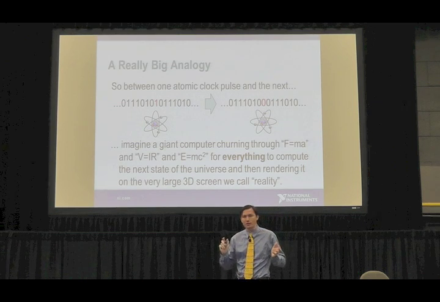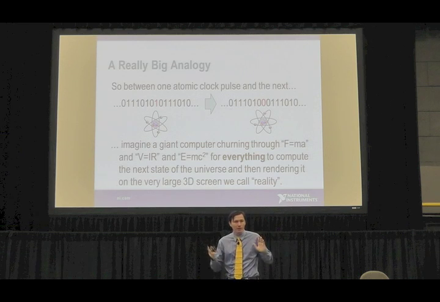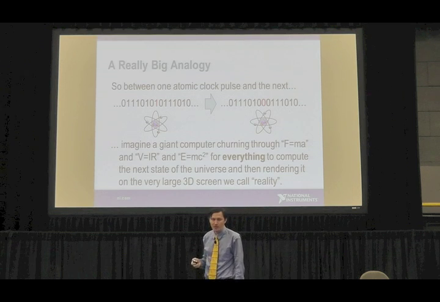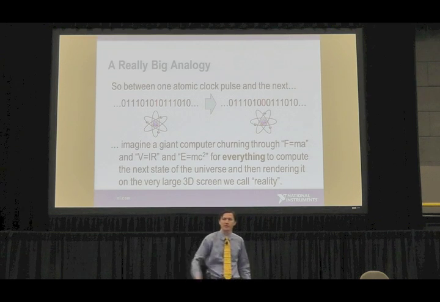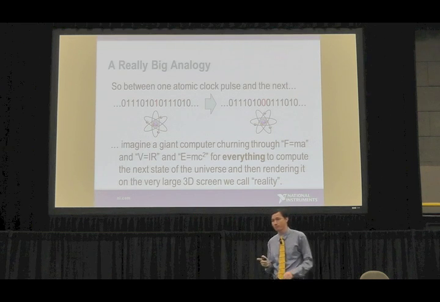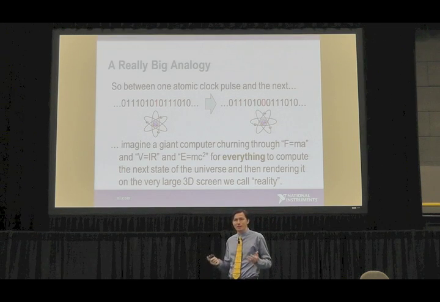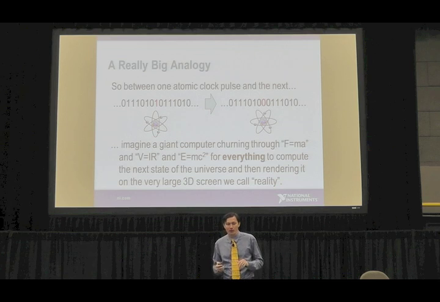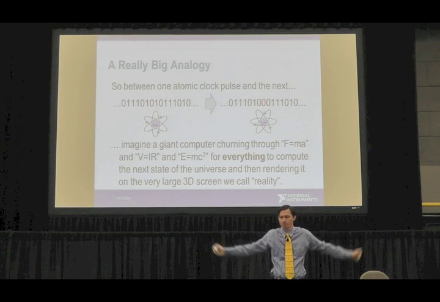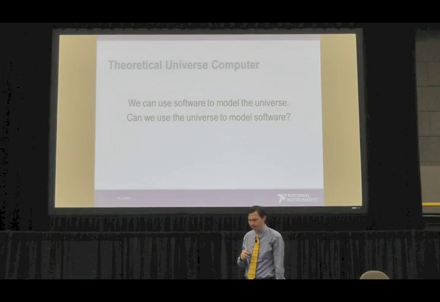A cork would shift position. A string might vibrate if we can prove those exist. All the little fine-grained changes would end up being some computation that ends up changing that string. And so this giant computer churning through the state machine of the universe, and let me tell you, that is a very large enum, is doing this gigantic computation over and over, and then rendering it on a very large 3D screen that we call reality. So we can take the universe and analogize it to a computer.